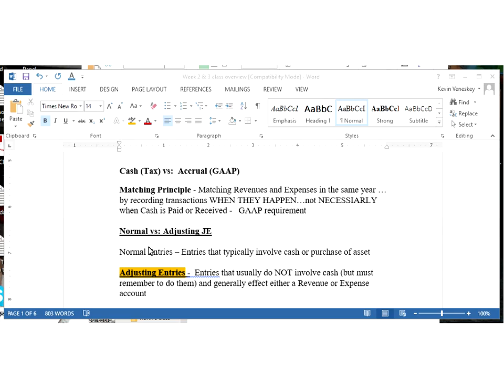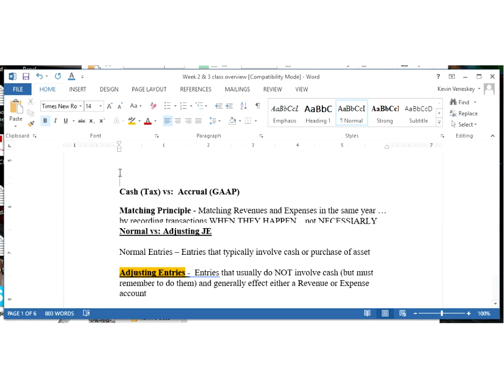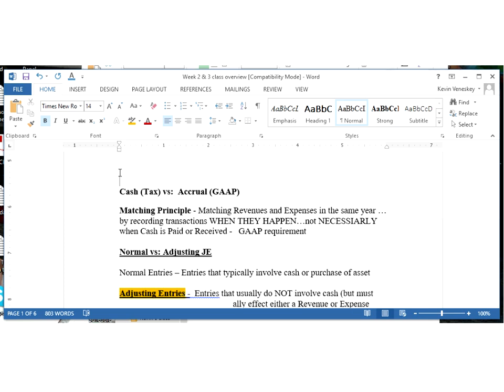Okay, this week in our financial accounting class, we're going to be looking at adjusting entries, which is the next step in the accounting process. I'm going to go ahead and type out the first four steps in financial accounting that really you would do in any business.